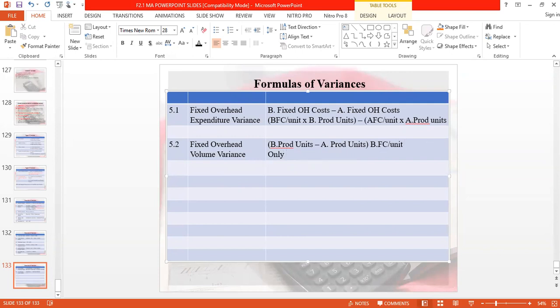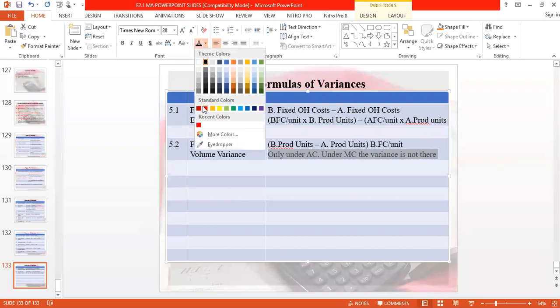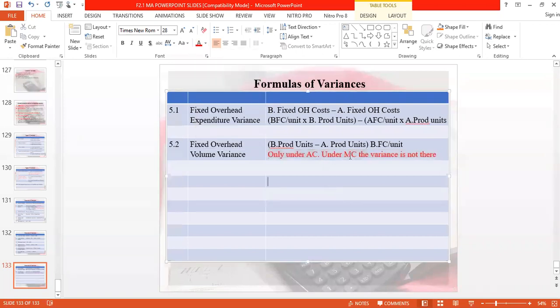Only under AC. Under MC, the variance is not there. Take note of that. That is only under AC. Under MC, the variance is not there. Next, 5.2.1.